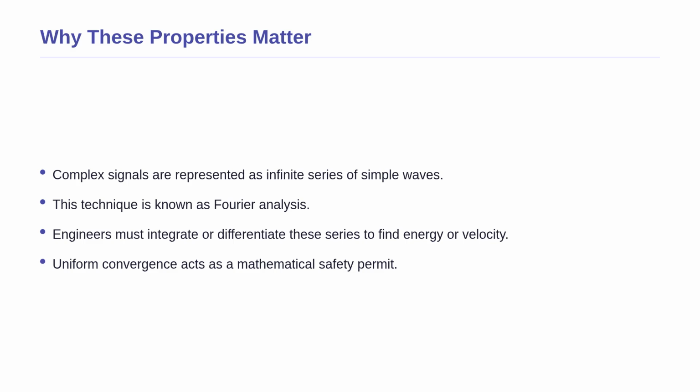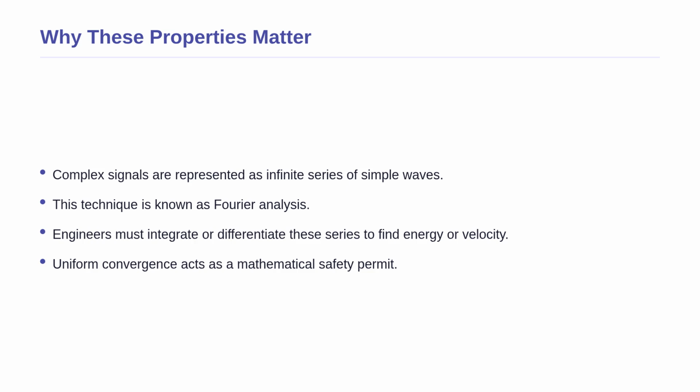You might wonder why these properties matter in the real world. In physics and engineering, we constantly represent complex signals like sound waves or heat distribution as infinite series of simple waves through Fourier analysis. To find total energy or velocity, engineers must integrate or differentiate these series. Uniform convergence acts as a mathematical safety permit, allowing engineers to confidently manipulate these infinite sums without getting physically impossible results.